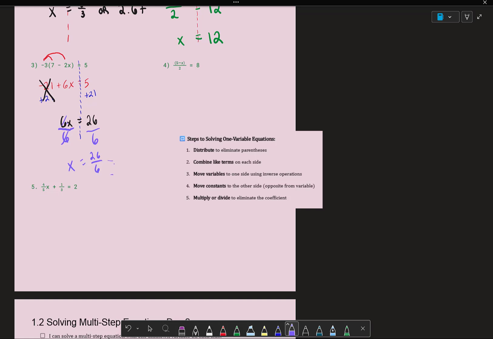I could reduce that because both those numbers are divisible by 2. So this could be reduced to 13 thirds. So 13 thirds is our answer. If you wanted to convert that to a decimal, I believe that's 4.3 repeating.